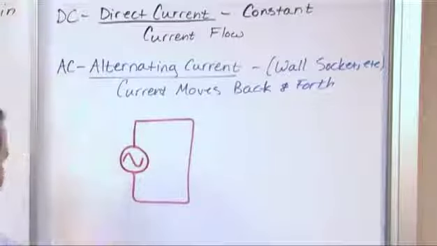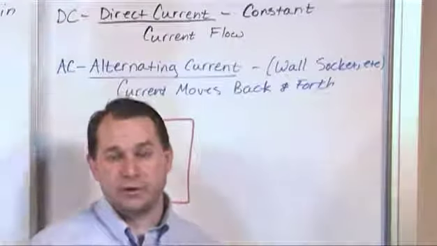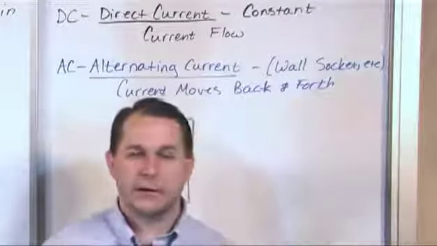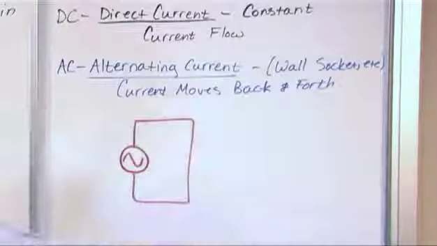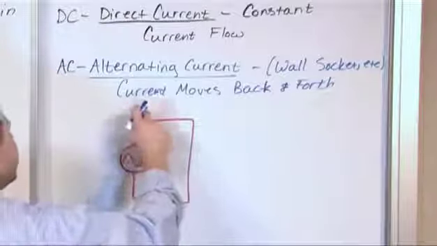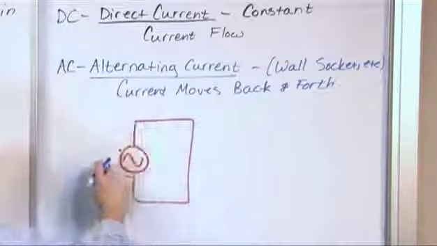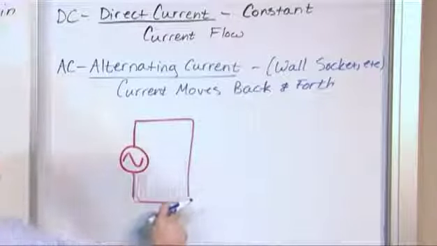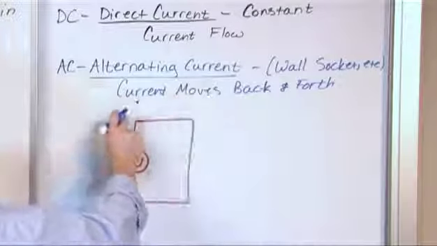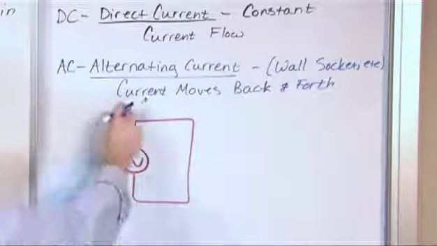What this means, and this is a great model for what's happening in your wall socket when you plug something into the wall, is that at first the current comes out this direction and flows this way, and then it starts to slow down, and then it goes back the other way, like this. And then it goes back again. It literally alternates the direction of the current.